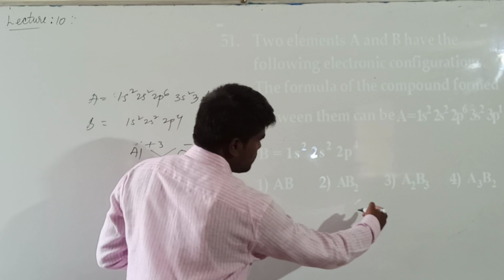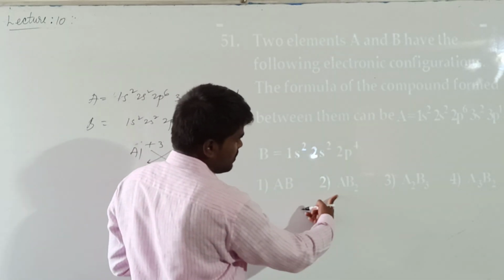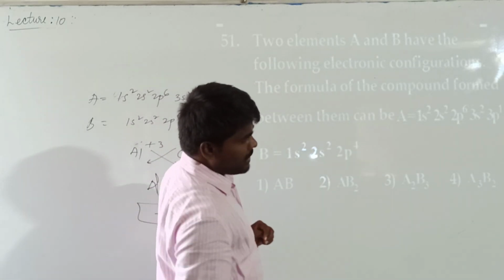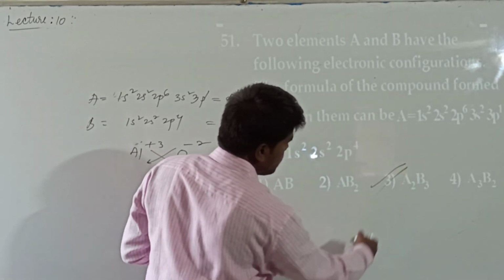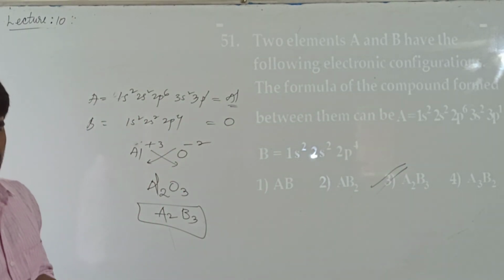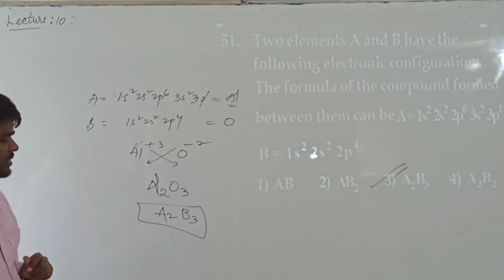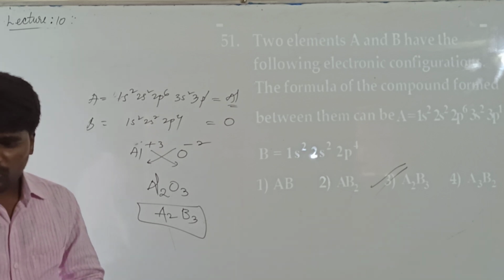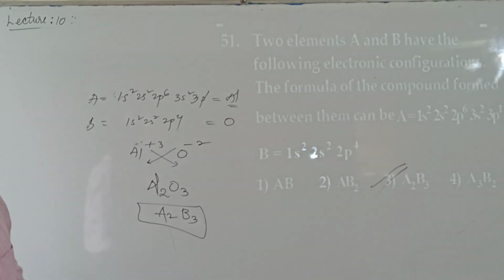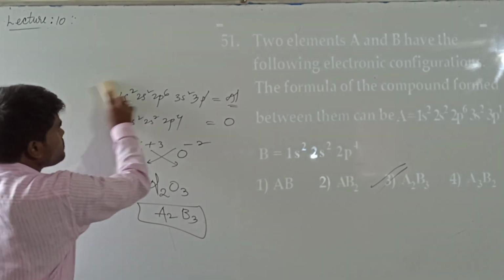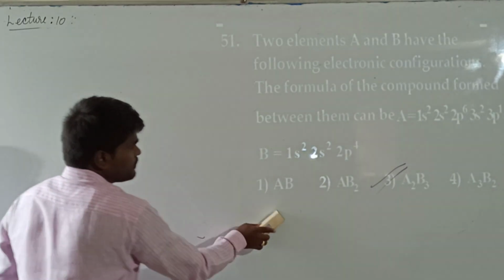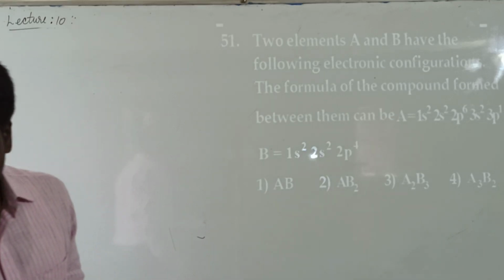If you have options, AB is not right, AB is also not right. Here you have the correct answer, that is A2B3. This is how you have to identify the compound that could be formed when electronic configuration is given. Hope it is clear. Now we'll move to the next question.